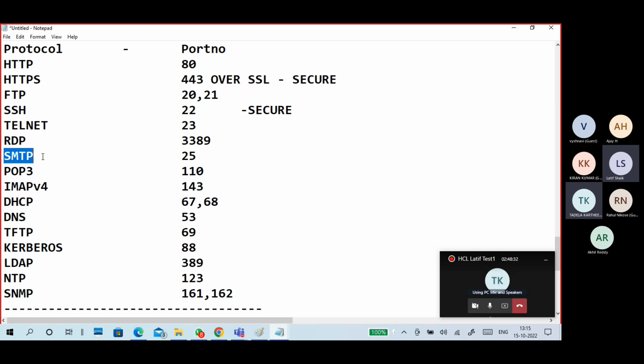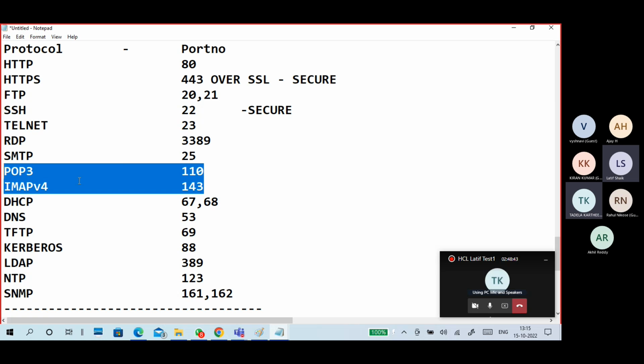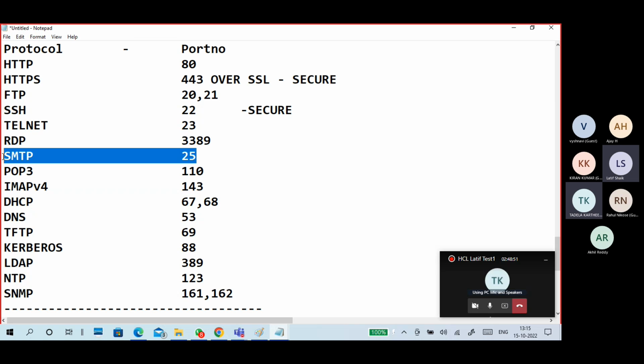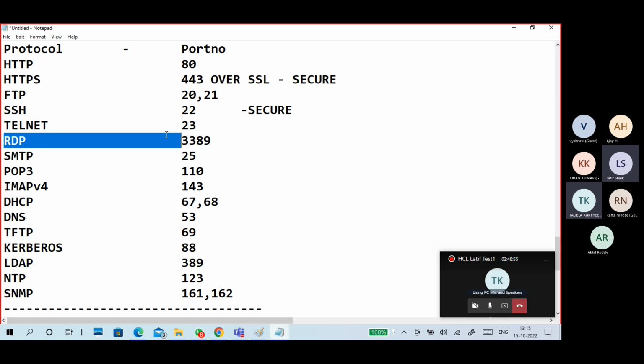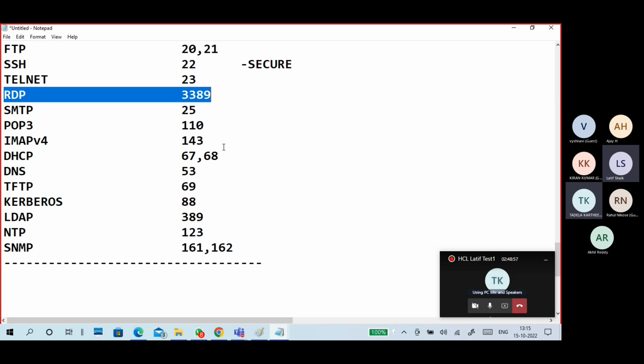This is for sending a mail. This is for receiving a mail. This is for retrieving mail. So you want to request your server, I want to receive my mails, I want to see my mails. That is this one. You're sending a request, I want to send a mail, that is SMTP. RDP, remote desktop protocol, means in Windows system we are accessing.